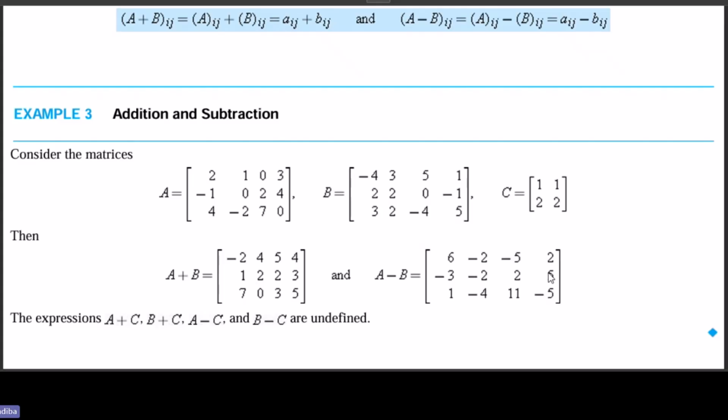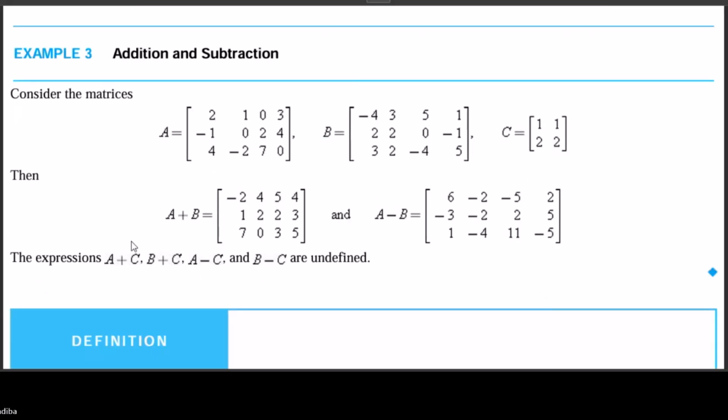Go into the last row. 4 minus 3, 1. Minus 2 minus 2, minus 4. 7 minus minus 4, 11. 0 minus 5 is minus 5.